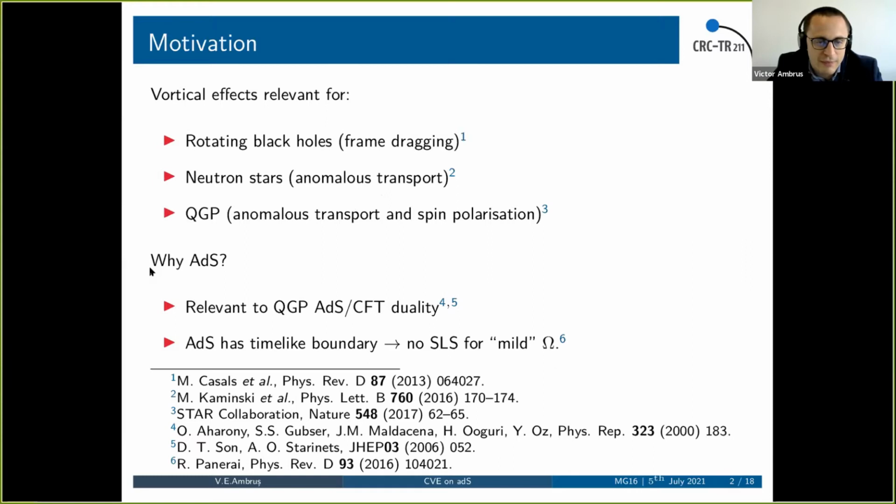And why am I focusing on AdS in this work? Because anti-de Sitter is a relevant space-time to study, for example, the quark-gluon plasma or strongly coupled quantum field theories through the AdS/CFT duality. And also, anti-de Sitter has a time-like boundary. This is very useful because no speed of light surface forms, and therefore we end up with a causal system even when we have finite rotation.